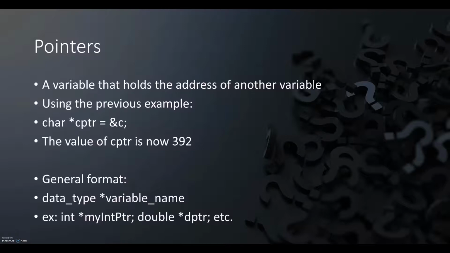Pointer variables are just like other variables. They have some data at some location in memory. In this example, cptr's data is 392, and it resides in some memory location. For any data type, we can make a pointer variable using the format from the slide here. Basically, initializing a pointer variable is the same as initializing a variable with the desired data type, except pointer initialization requires appending the star after the data type. For example, to create a pointer to an int, we might initialize it with the line int star my int pointer, where my int pointer is the name of the int pointer variable.